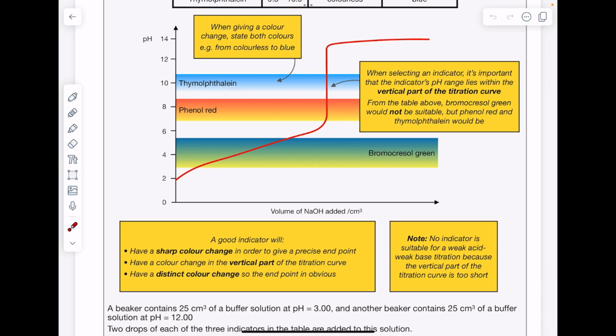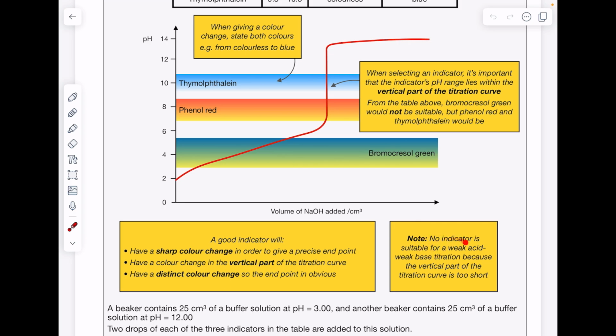You'll probably be used to this, but a good indicator by definition will show a sharp colour change in order to give a precise endpoint. And that explains why universal indicator is no good here, because it shows a range of colours. It needs to have a colour change in the vertical part of the titration curve, and clearly that colour change needs to be distinct so that the endpoint is obvious.